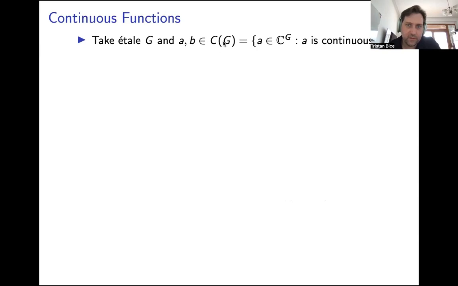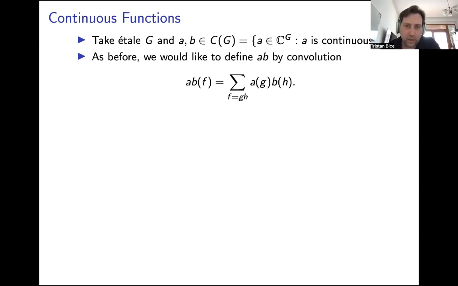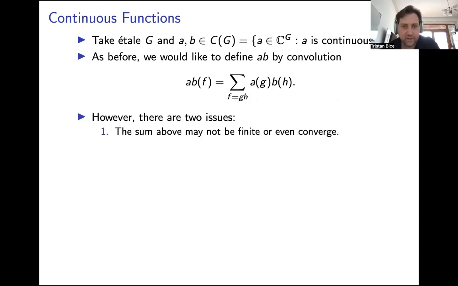Say we have two functions A and B, which are continuous with respect to some Étale topology on G. So we'd like to be able to define this convolution like before, where you just take the sum. The value at F is the sum of all these products here, where F has to be equal to GH. But you can immediately see two big problems here. The first is a very big problem, and that is the sum may not even be defined. It may not be finite. You're dealing with these groupoids, which could be infinite. Of course, there could be infinitely many G's and H's such that this product is non-zero.